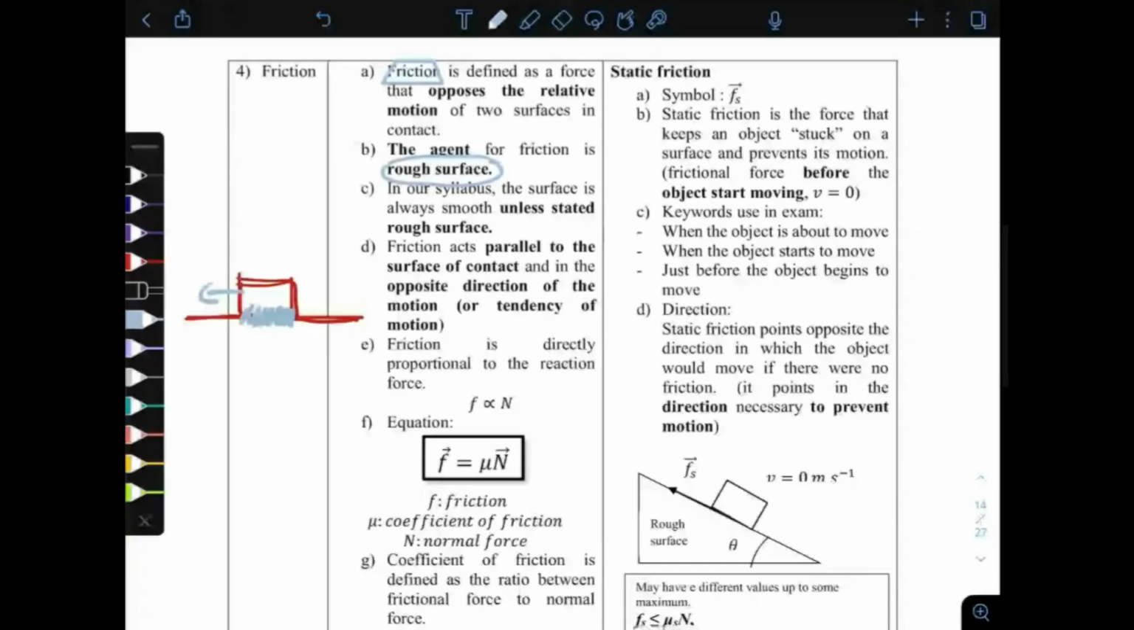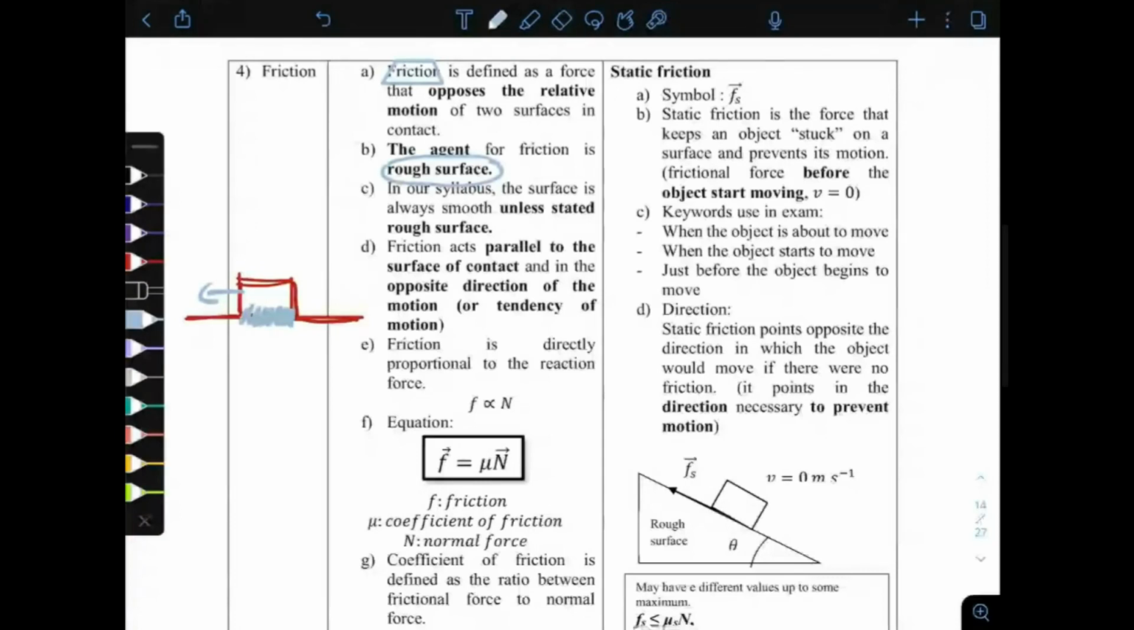So dalam soalan, awak kena baca between the lines, whether dia emphasize on the surface such as dia akan mention the surface is smooth. Kalau dia cakap smooth, kita tak ada friction. Okay, ataupun dia akan terus cakap lah neglecting the frictional force. Maksudnya memang tak ada friction lah. Okay, so kamu kena tengok. Kalau dia tak cakap itu adalah rough surface, maka dia tak ada friction lah.